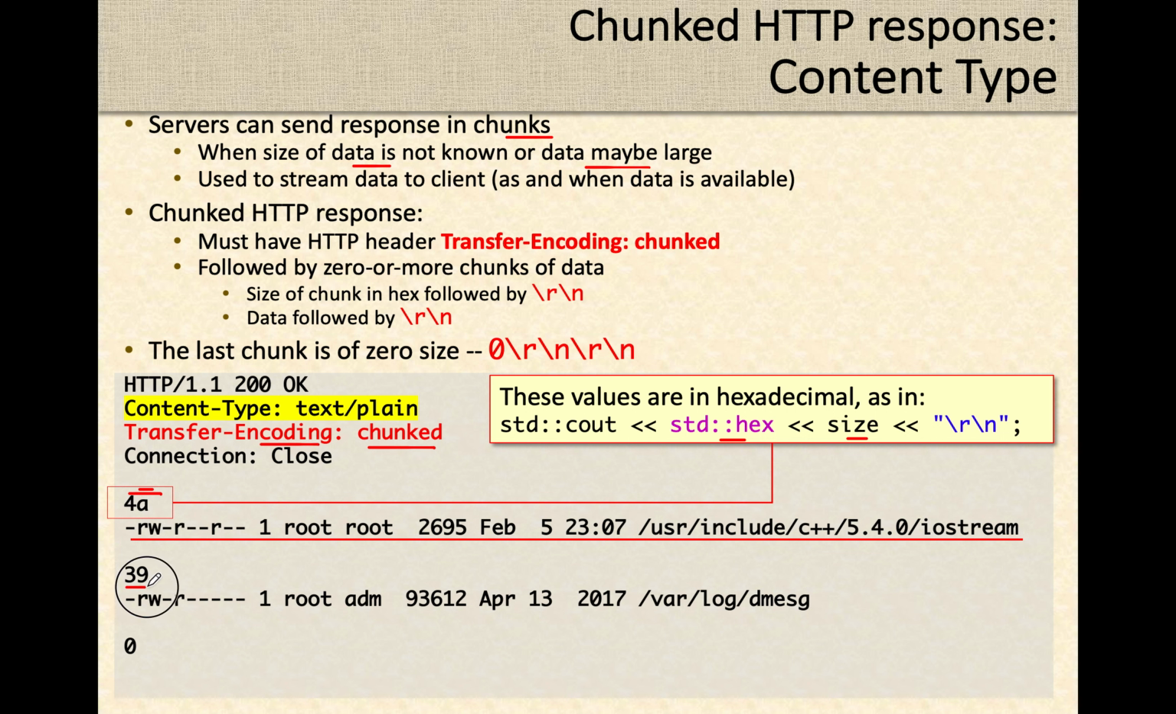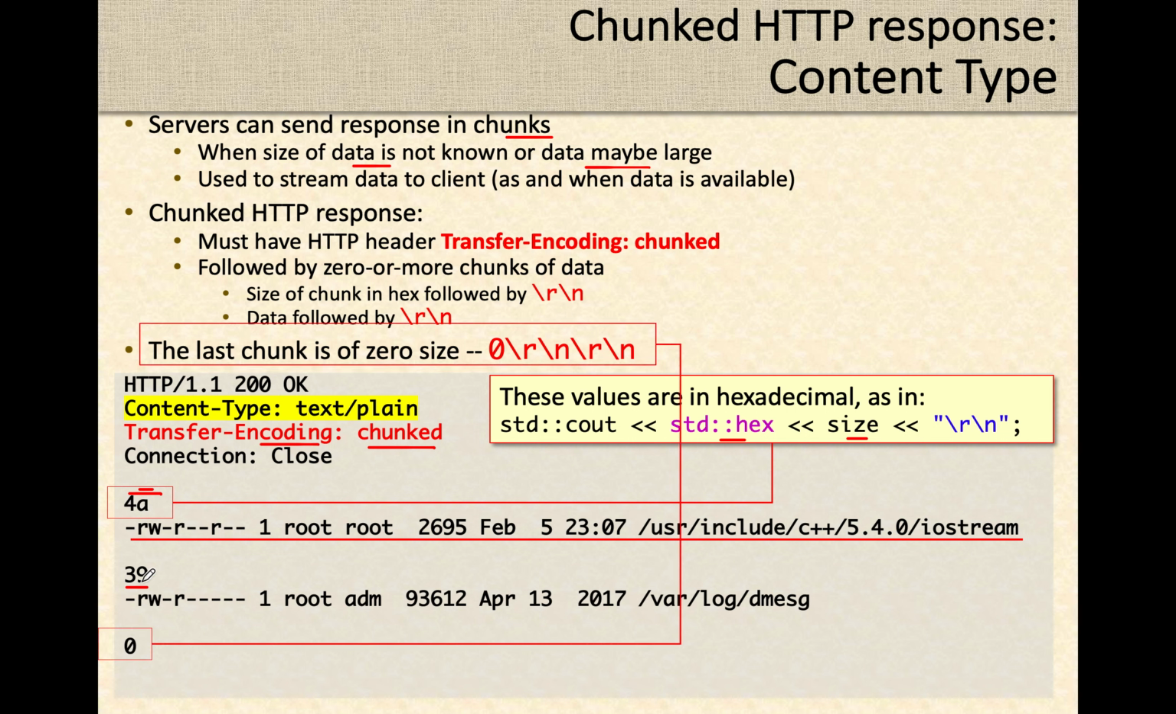Then you'll get another chunk. Here the chunk length is 39. No, this is not decimal, this is hexadecimal. And the data associated with it. And finally, you'll get the last chunk with 0 size, that indicates that all the chunks have been sent to you by the web server.